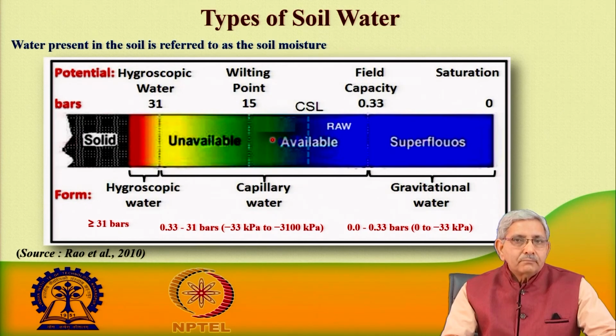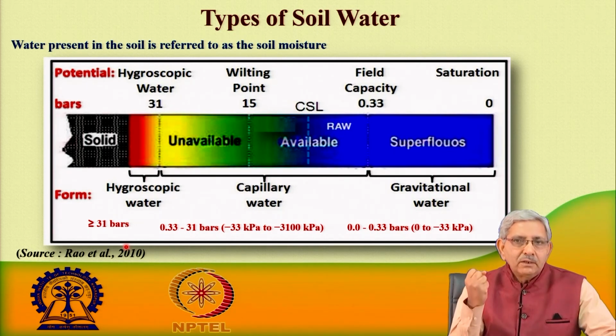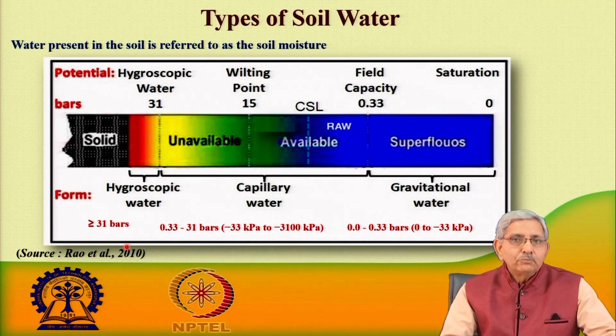Another category of water is capillary water, which from the potential point of view is from 0.33 bar to 31 bar. And then hygroscopic water: this is a very specific condition when the soil is dry and the soil sample is exposed to water vapor. Because of the force of adhesion, the soil particles attract the water molecules, and this water is called hygroscopic water.